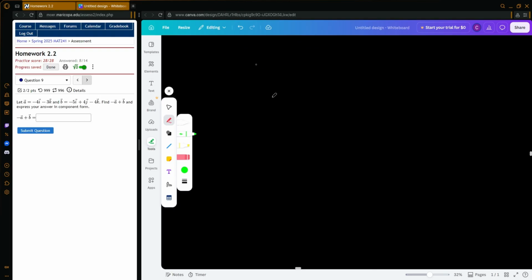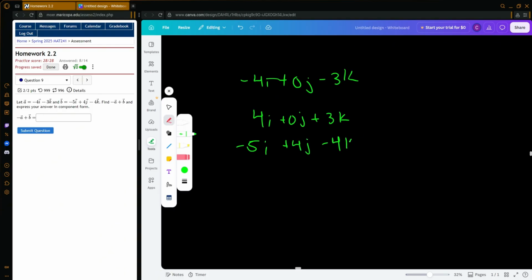Okay, more of the same stuff. It's going to be -a plus b, so it'll be 4, 3, was it just I and k? A has I, K, and B is true. Okay, so A just has 0, I, J, K. Oh, there's no J. It's -4I plus 0J minus 3K. So it's 4I plus 0J again, plus 3K. And we're adding that to B, which is just minus 5I plus 4J minus 4K.